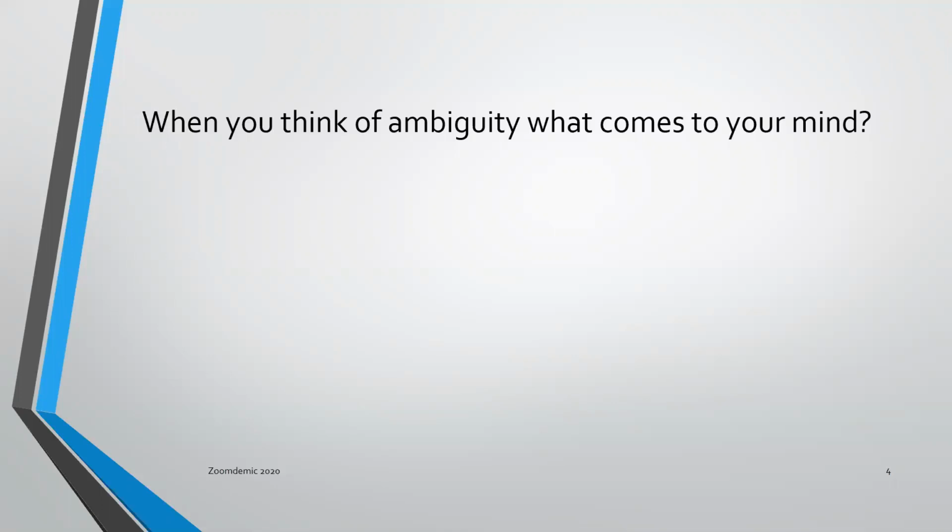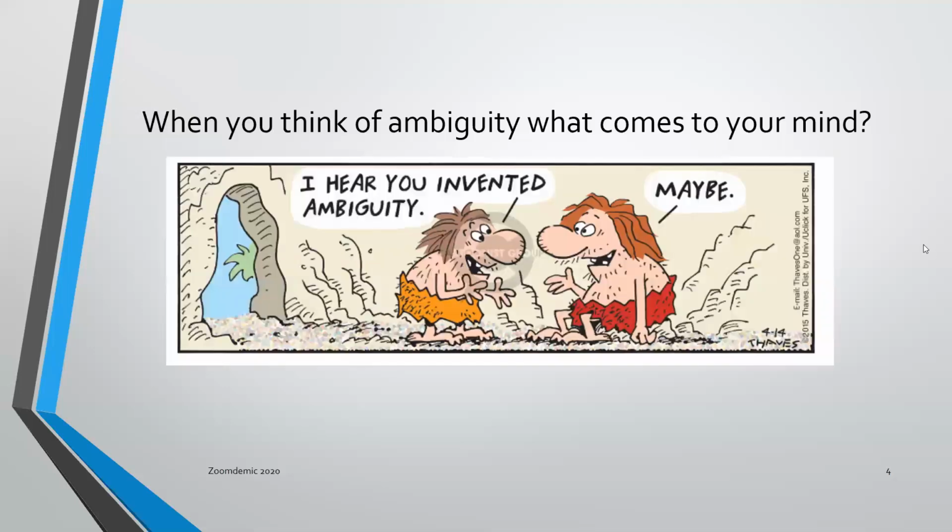Wonderful participation from everybody. Let's look at this cartoon. So the main thing about ambiguity is that you always have uncertainty. The uncertainty in ambiguity could be temporary, and it could be actually permanent. In this case, it's permanent because we really don't know if the guy has invented ambiguity or not.